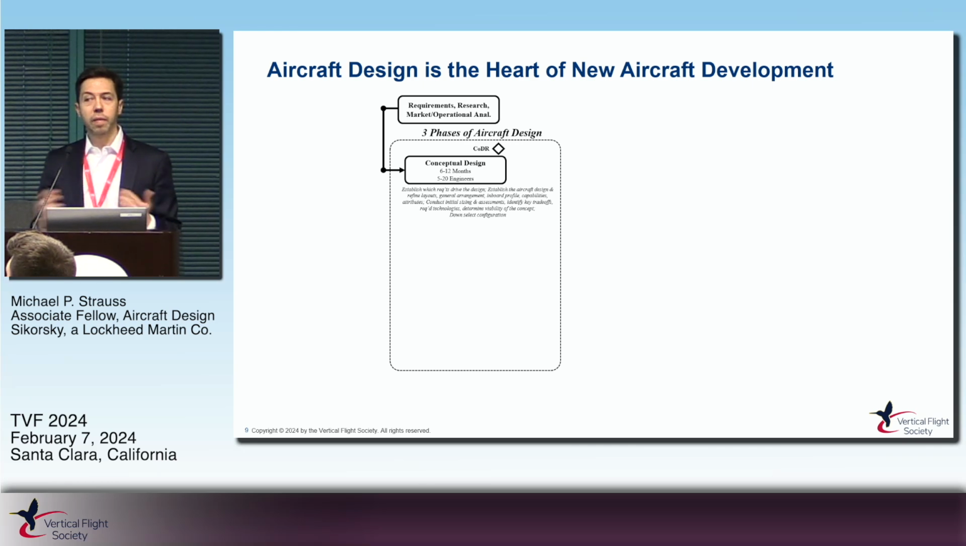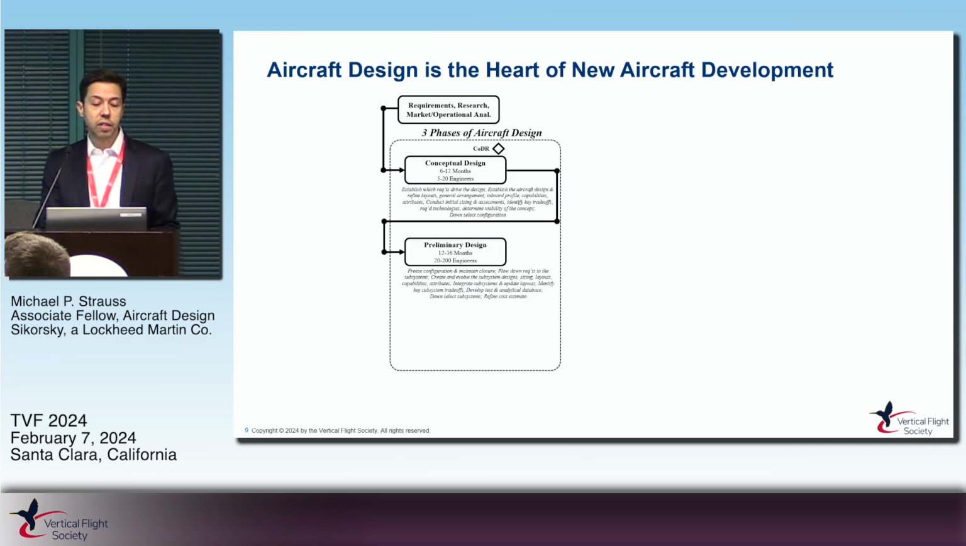Depending on the level of effort, the complexity of the project, or the corporate culture that's doing the effort, it can take anywhere from 6 to 12 months and involve anywhere from 5 to a couple dozen engineers. That gets you into preliminary design, where you produce the configuration, you do your major trades, you size up your systems, and you lock in on a configuration with which to go into detailed design. System requirements review, system functional review, and preliminary design review occur during that phase. It takes anywhere from 1.5 years and can take up to a couple hundred engineers to complete.